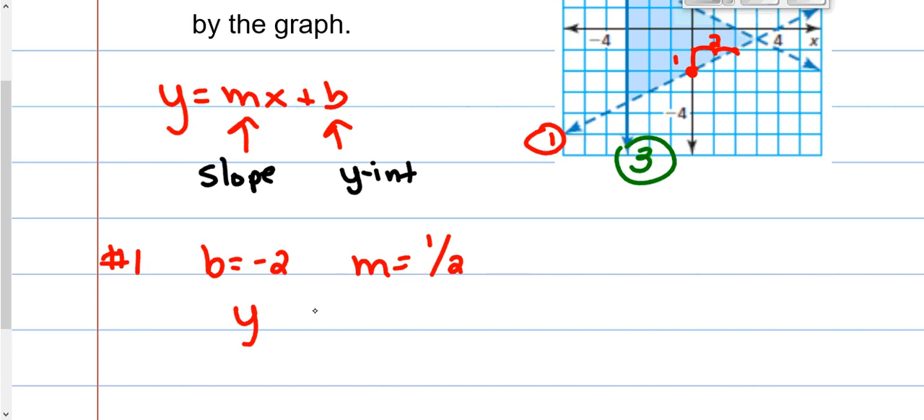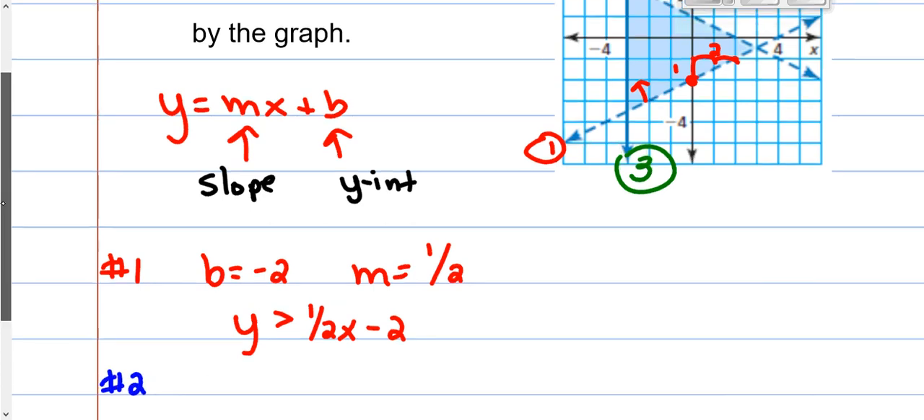Now all I have to do is plug those things in and I have an equation. Y and then 1/2 x plus, not plus, I'm sorry, I was wrong. 1/2 x minus 2. Now the only other thing is we're not going to use an equal sign. You notice I left that blank right there. We're looking at the shading. And on this one, it is shaded above. So above means greater than, and it's dotted so it does not have an equal line on it.